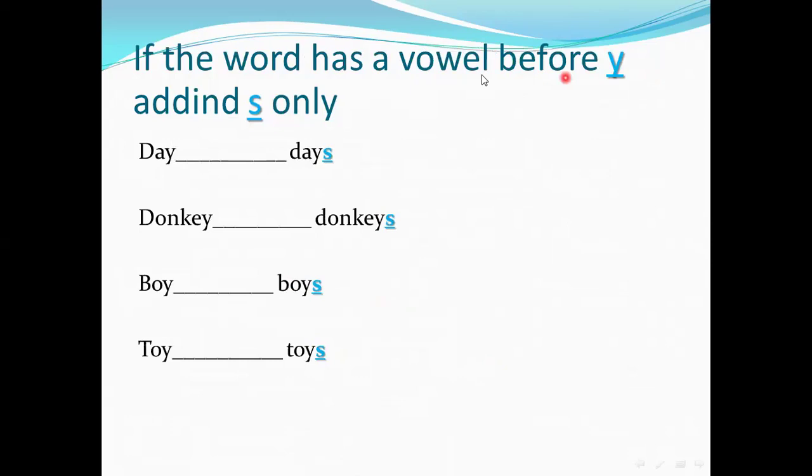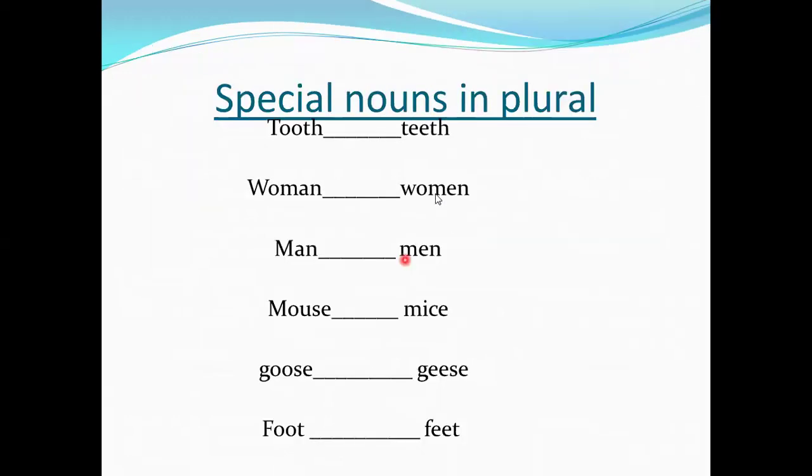Some nouns have a vowel before y, so we can't omit y. Like what? Like days. We add s only. We have donkeys, adding s only. Boys, toys, all of these add s only. Here are some special cases of nouns that change completely, like woman, women, man, men, mouse, mice, goose, geese, foot, feet. Let's go to another one.